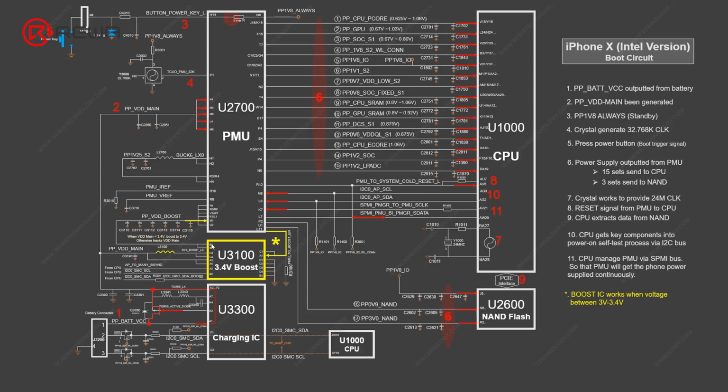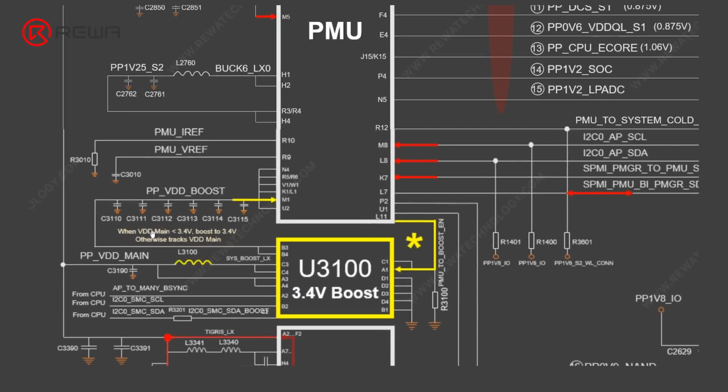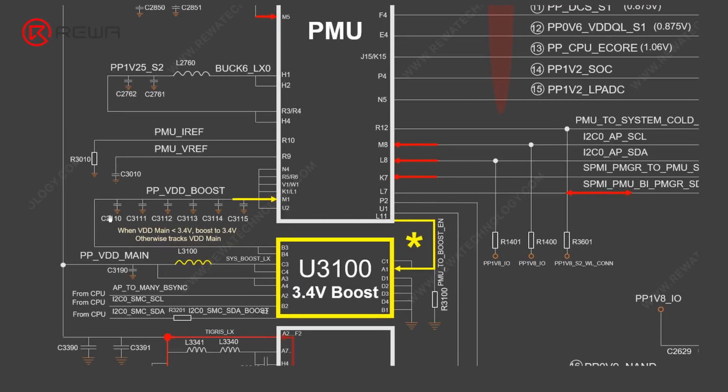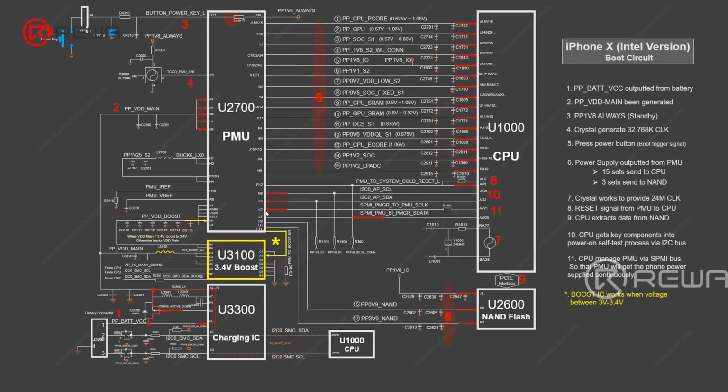Okay, so the output voltage can be more than 3 volts. You can see the note from here, which we quoted from the schematics. When VDD main is less than 3.4 volts, it will boost to 3.4 volts, otherwise it just tracks the VDD main. Okay, so in summary, this chip is used to extend the battery life of our phones.